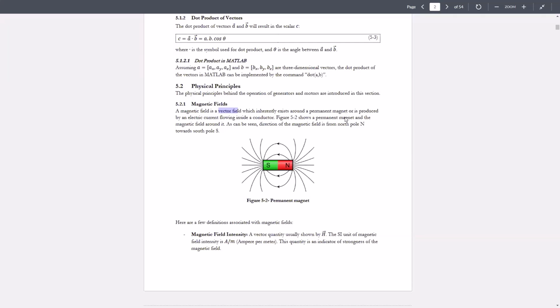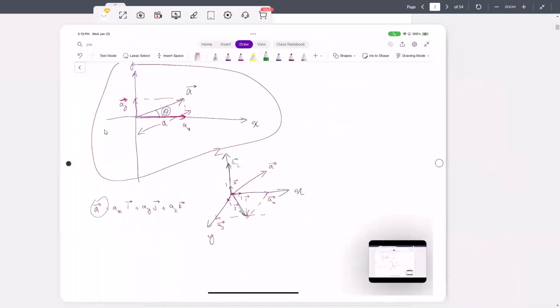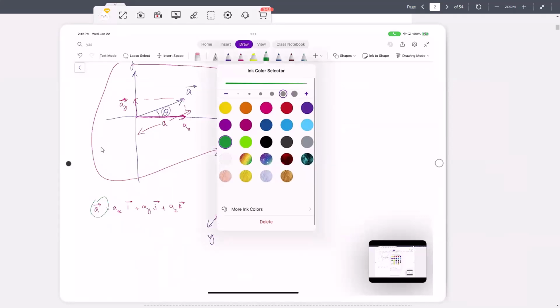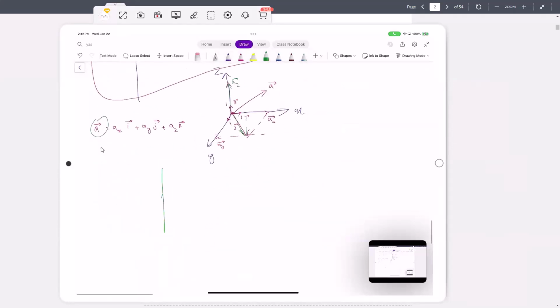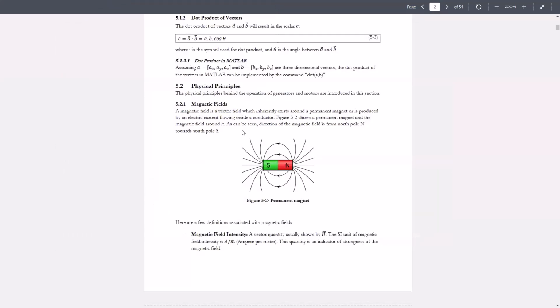Alternatively, you can create that magnetic field by an electric current which flows inside a conductor. So if you have a conductor in which a current is flowing in a certain direction, then there would be some magnetic field existing around that conductor as well. Okay, so as you can see, the direction of the vectors in the magnetic field are such that they start from the North Pole and go towards the south. So it starts from the north and then comes back to the south, as you can see. So this is the vector field around a permanent magnet.